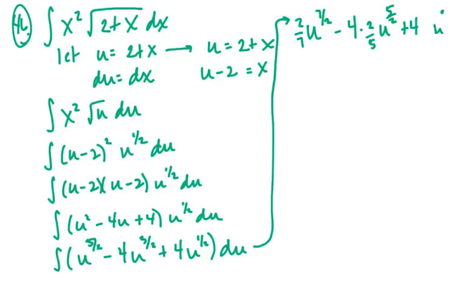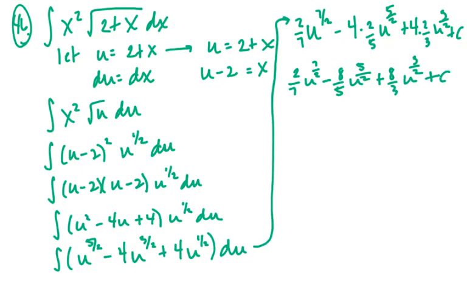This will be u to the 3/2. So we have times 2/3 here, plus c. So if we simplify, we have 2/7 u to the 7/2 minus 8/5 u to the 5/2 plus 8/3 u to the 3/2 plus c.